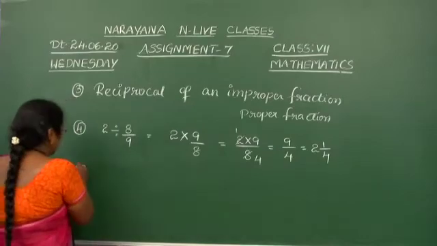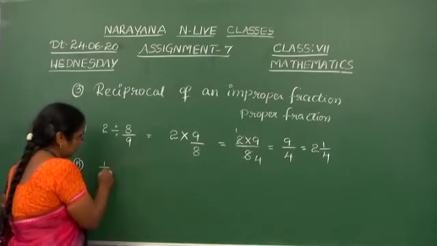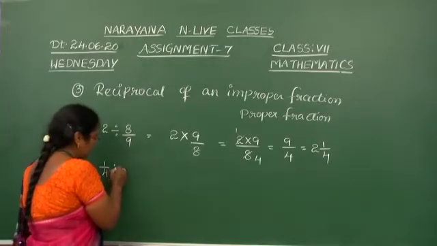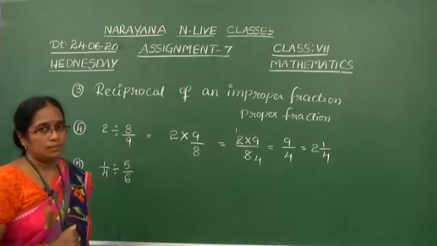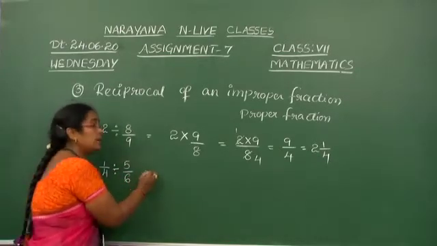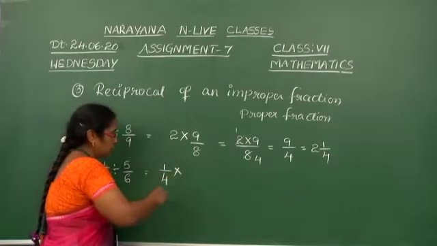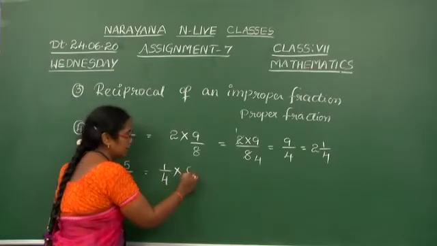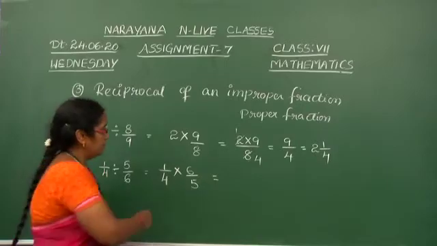Okay. Next, fifth question. 1 by 4 divided by 5 by 6. This is what type of fraction? To know the type, first we have to simplify this, right? So 1 by 4 into, because division is nothing but multiplication with the reciprocal, 5 by 6 reciprocal is 6 by 5. Okay. Now let us simplify this.